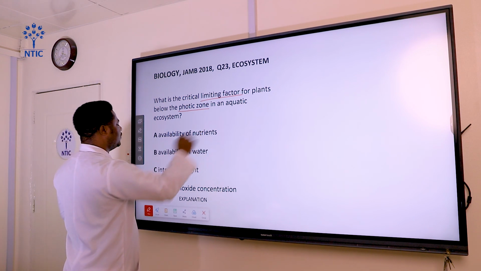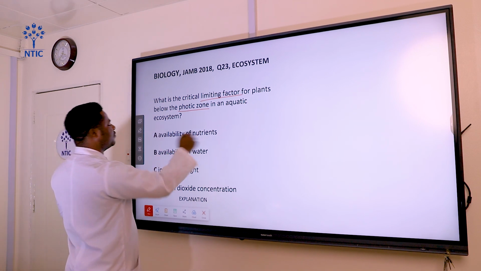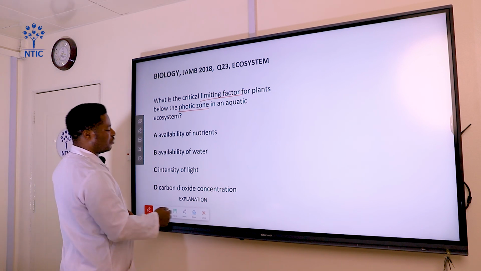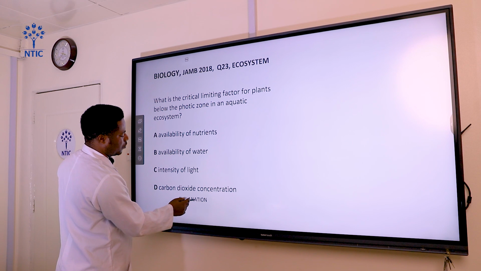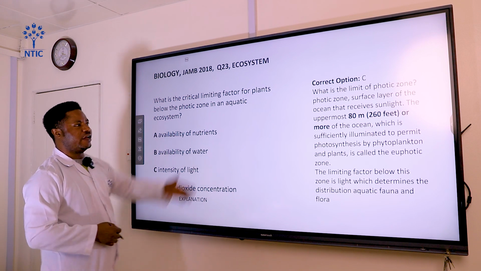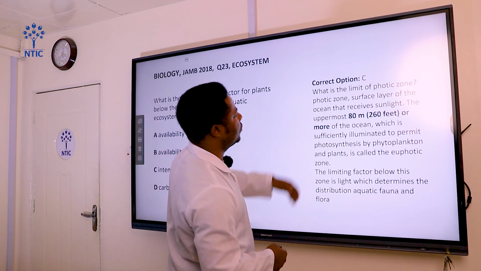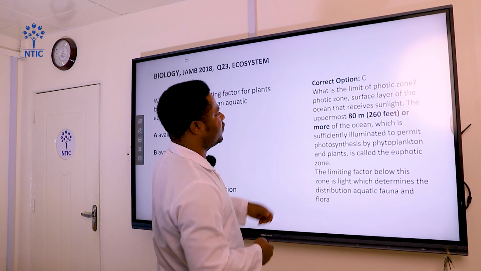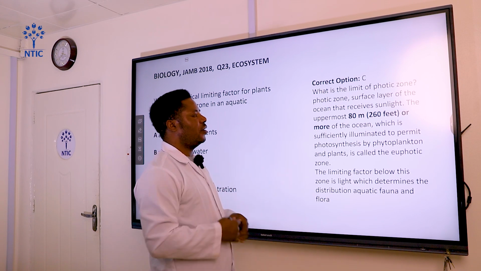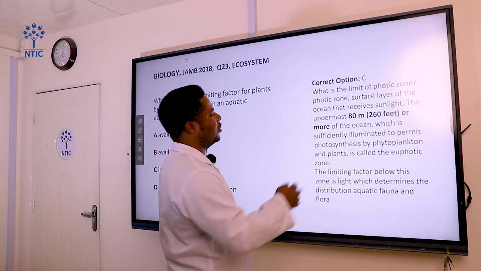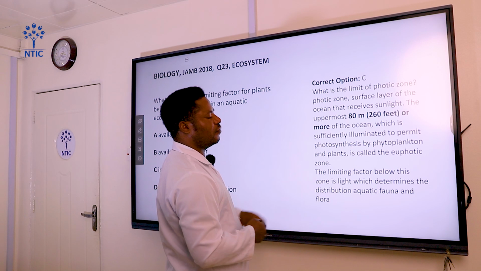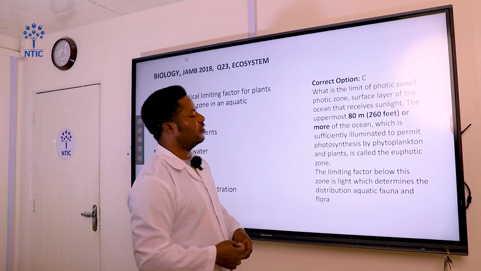Is the limiting factor the availability of nutrients, availability of water, intensity of light, or carbon dioxide concentration? The correct answer among these options is C, which is intensity of light. Now, let's see the explanation. We said the limiting factor in the photic zone. The photic zone, of course, is the zone that has adequate or maximum light. It is the uppermost layer of the water, and it is sufficiently illuminated to permit photosynthetic activity.